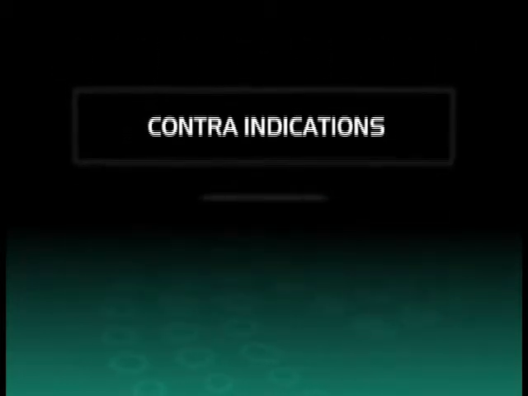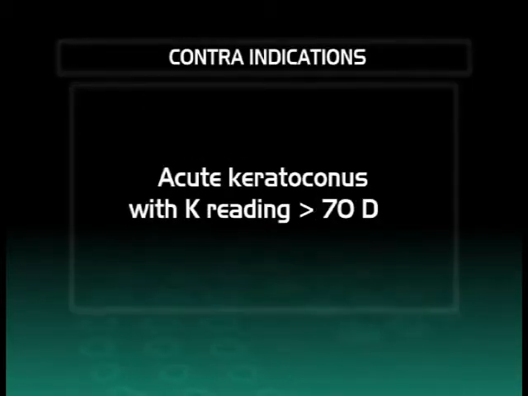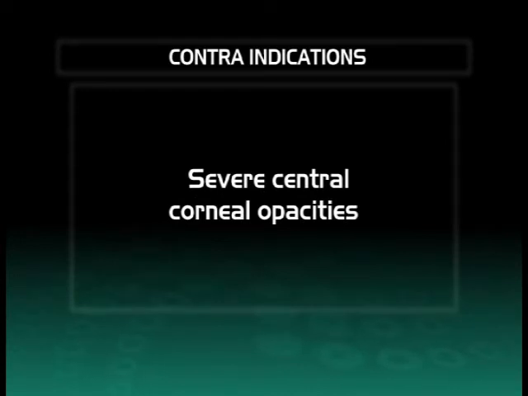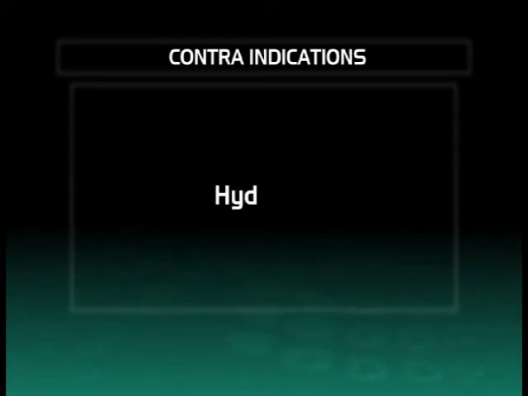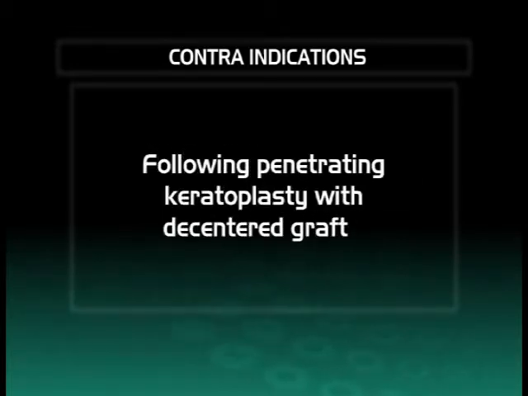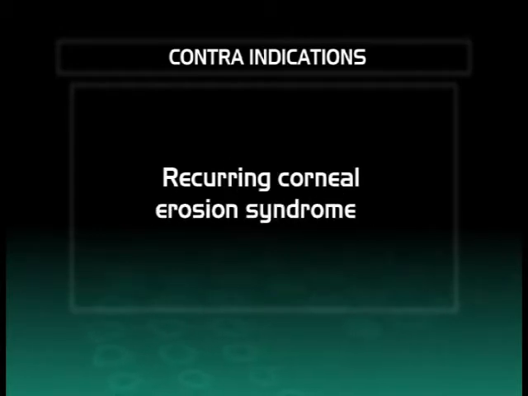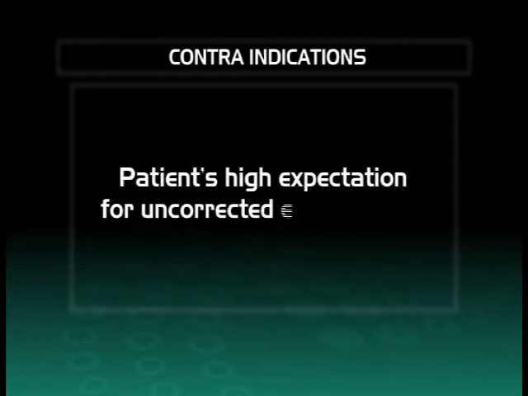Contraindications. Acute keratoconus with keratometry reading greater than 70 diopters. Corneas with large central opacities. After penetrating keratoplasty, when the graft is decentered or sutures still in place. Atopic patients with severe eye rubbing habits. Recurring corneal erosion. High expectation of uncorrected emmetropia.